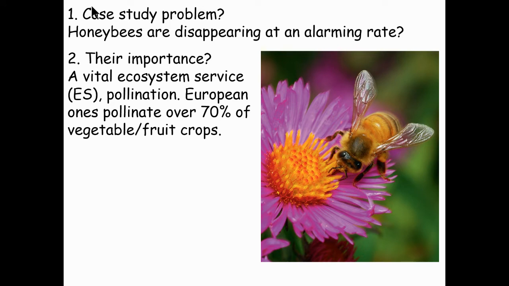Bees provide a really important ecosystem service in terms of pollination. And pretty striking, 70% of vegetable and fruit crops in Europe are pollinated by bees. And of course, if bees disappear and pollination needs to take place by the farmers, that will increase their costs, which will increase the cost for produce for Europeans.